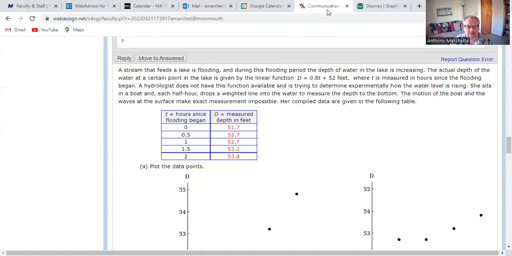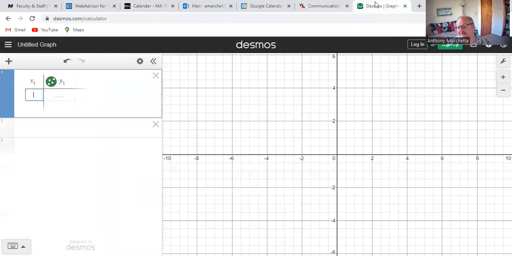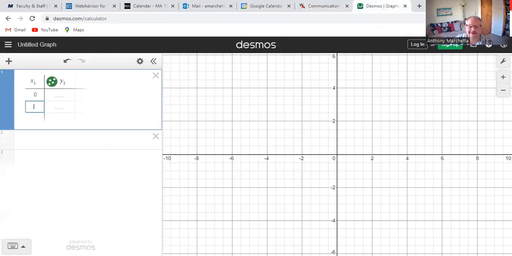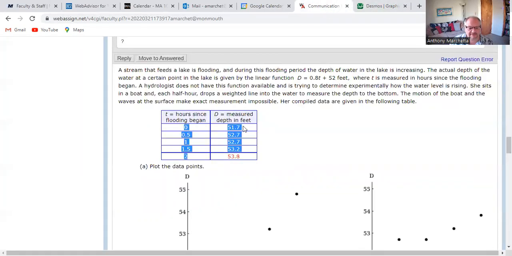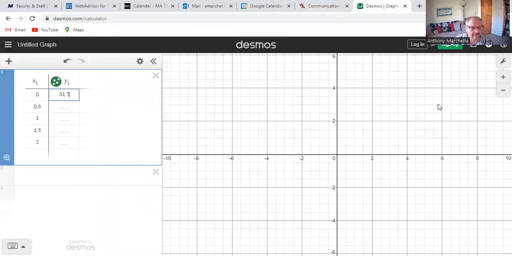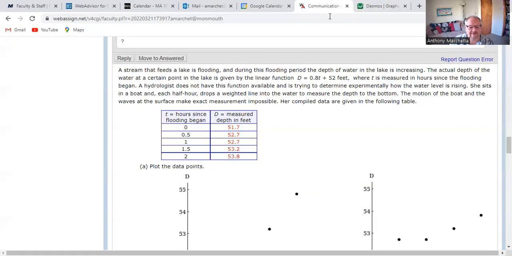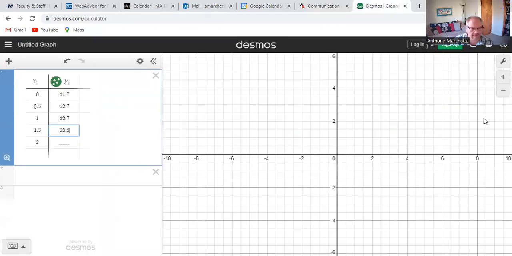And let's go and get them. Remember, be careful, do them one by one. The first one, well, actually, in this case, I think I can kind of jump because the first group of them on the left is pretty easy. It's 0 through 2 with increments of 0.5. So I think I can handle that. That would be 0, 0.5, 1, 1.5. Oh, look, and Desmos knows what I'm doing. There it is. All done. How about the Y values? Let's put them in. I have 51.7, 52.7, 52.7. Then we see 53.2 and 53.8.